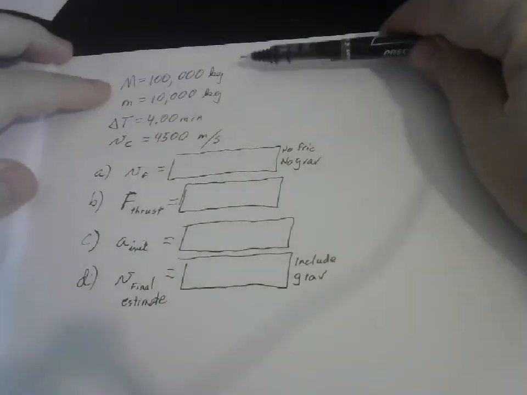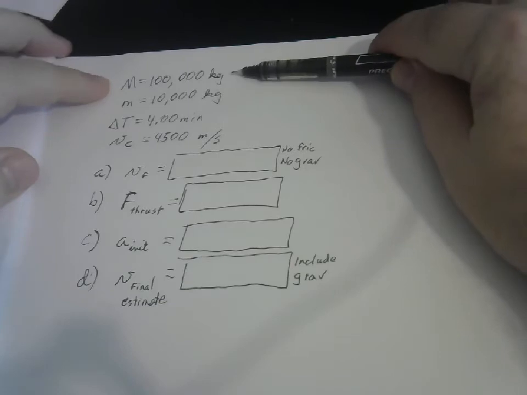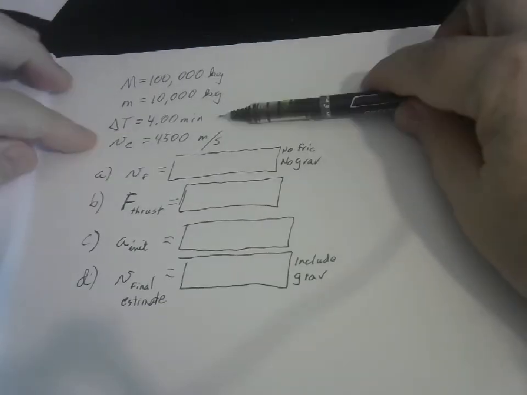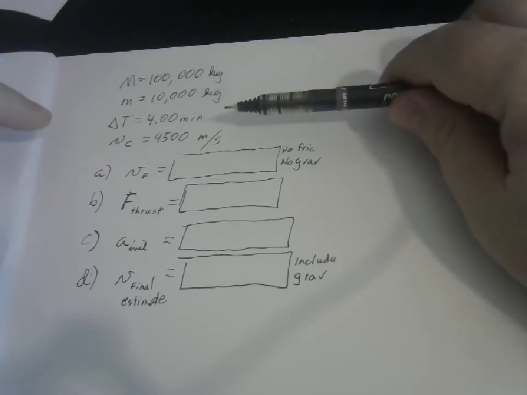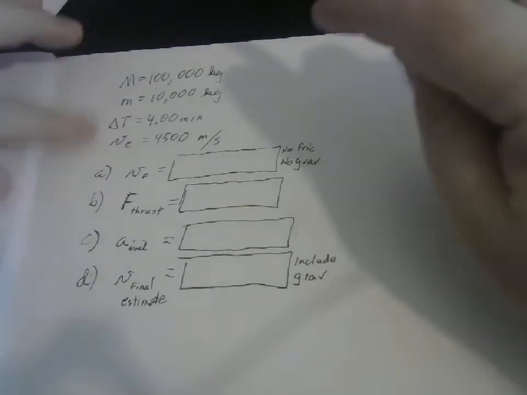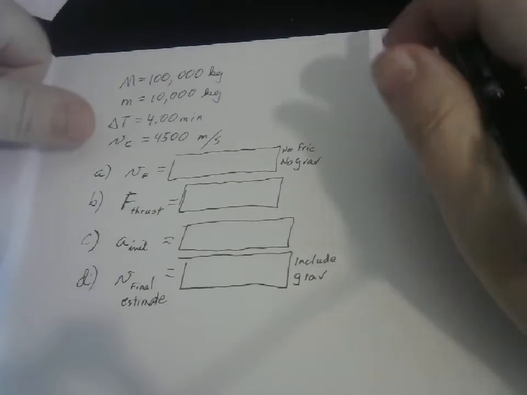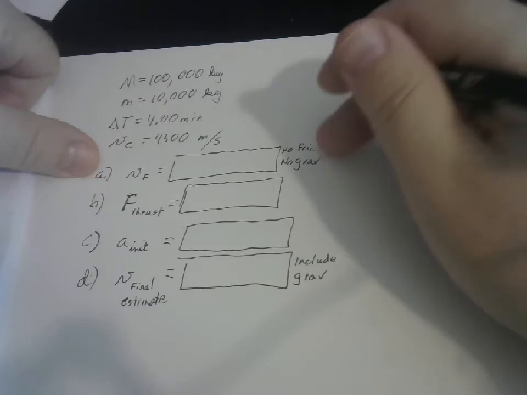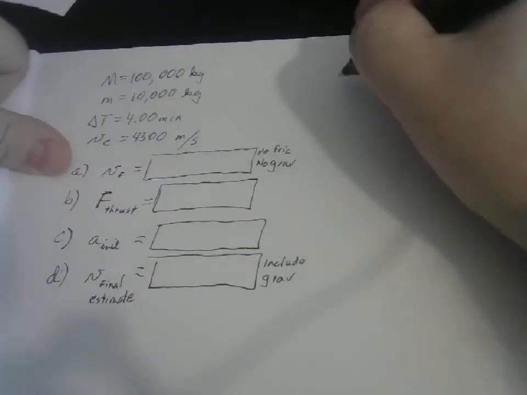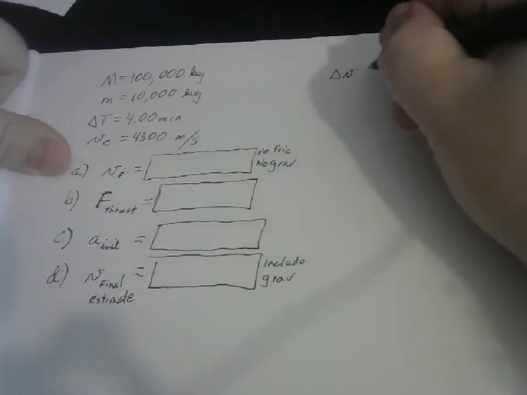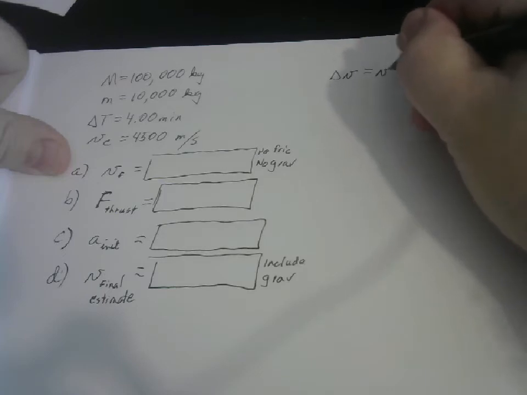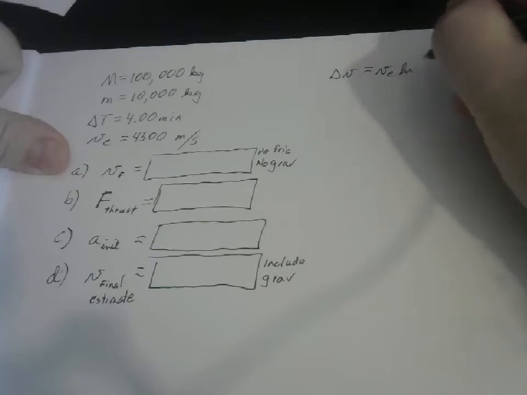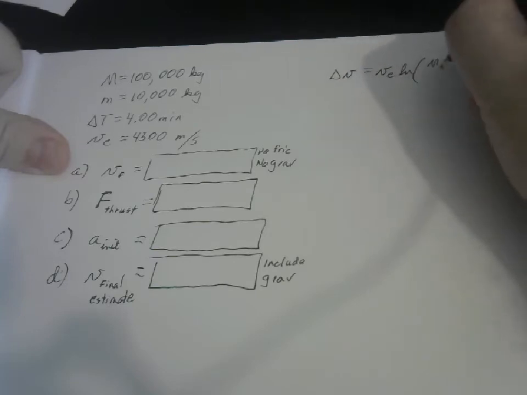So once again, we've got an initial mass of 100,000 kilograms and a final mass of 10,000 kilograms. It takes 4 minutes to take off and expend all of the fuel, and the fuel is coming out at 4,500 meters per second. Our final velocity, without considering friction or gravity, is basically delta V, the velocity of the emission times the natural log of mass initial over mass final.